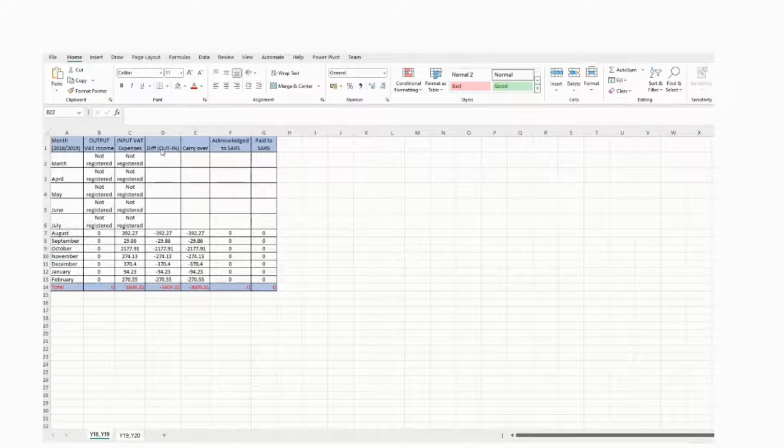And that's where you can see the difference out and in, and if there's a carryover, and then what it is that I acknowledge to SARS and what I actually pay to SARS. So when I got my VAT, you can see I wasn't registered for VAT, and then from August I was registered. Now I needed to keep track of my VAT related transactions.